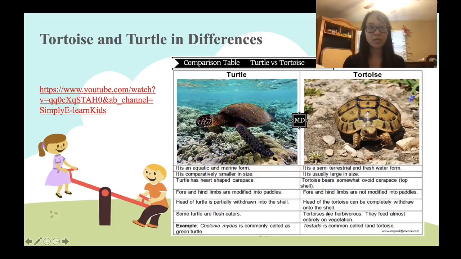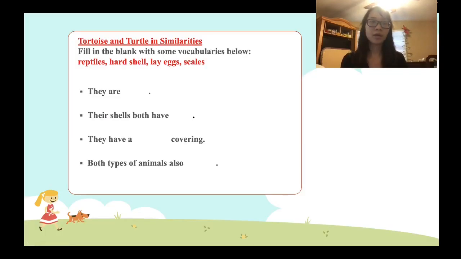Then we come back to our lesson. Here are some of the differences we learned. Okay, so for this activity, take out the worksheet I gave you right now and fill in the blanks with some vocabulary. Now we will practice tortoise and turtle similarities.